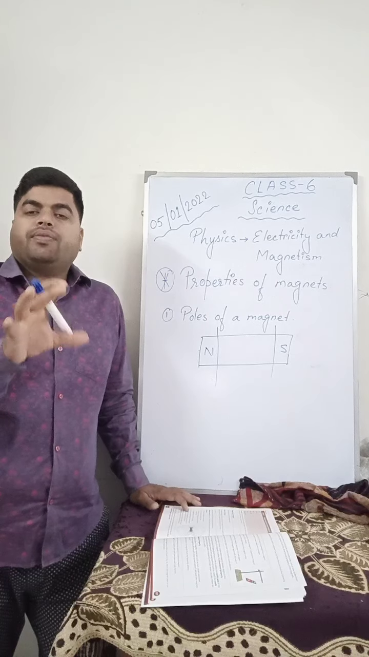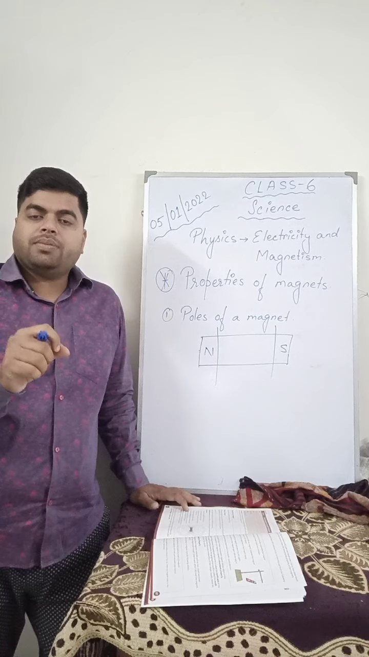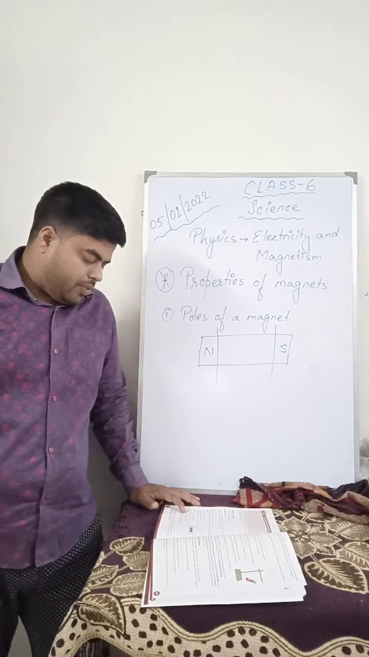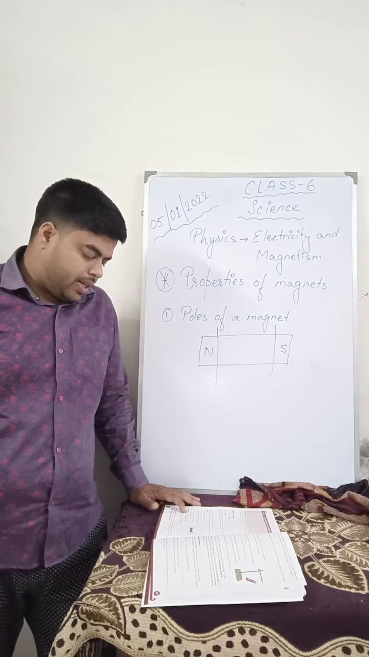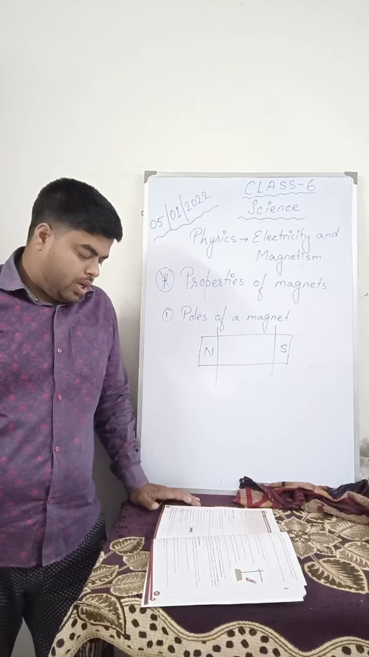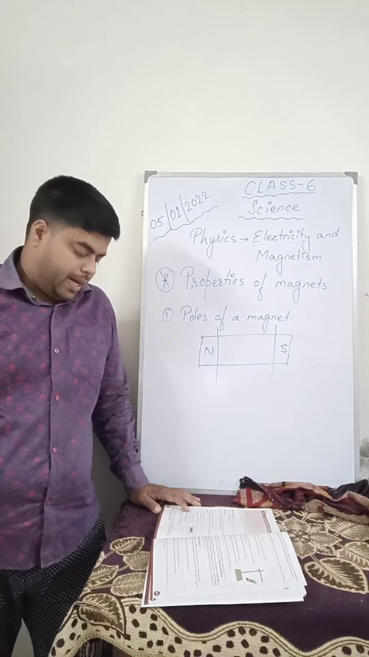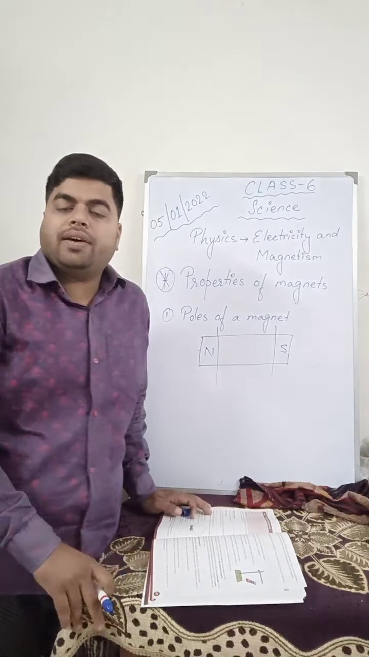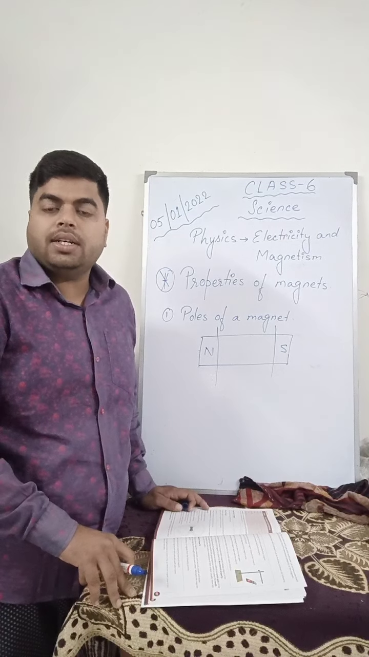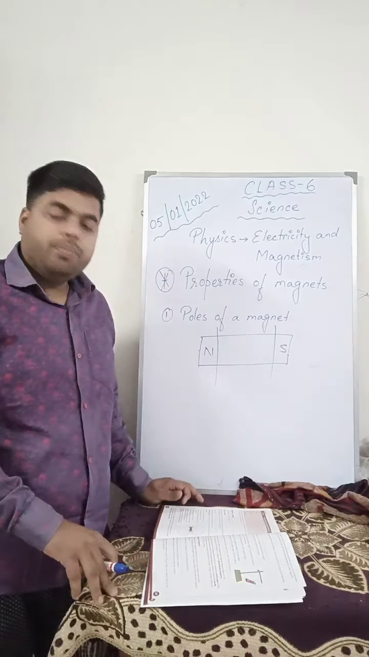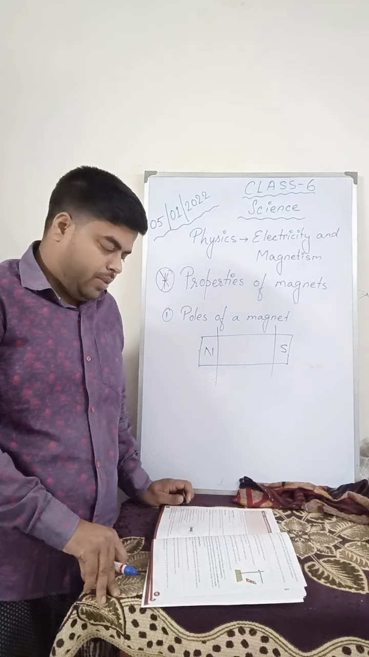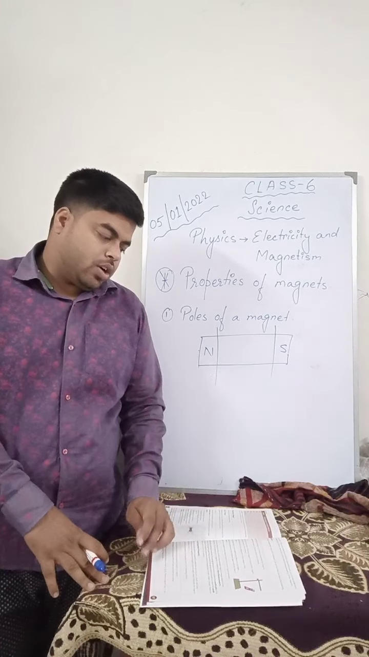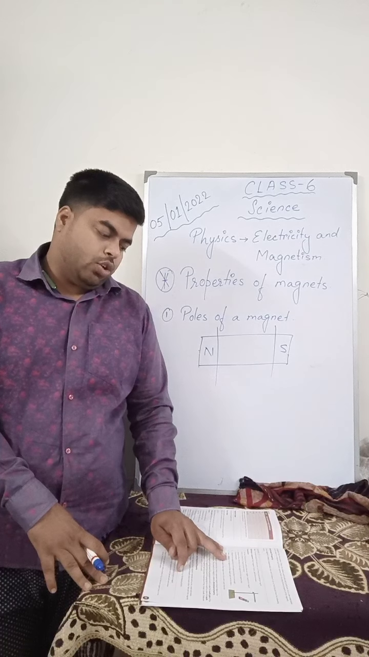So, if you see the force of attraction, it is maximum at the two ends of the magnet. The ends of the magnet where the magnetic force of attraction is more are called the poles of the magnet or the magnetic poles. So, these two ends of the magnet, just because they have the maximum force of attraction, are termed as poles of the magnet or magnetic poles. All magnets have two poles. They are called north pole and south pole.